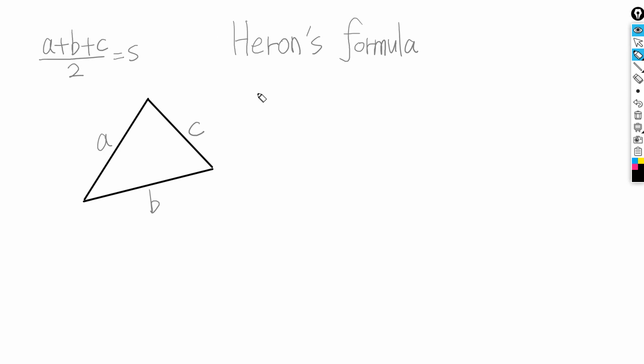And Heron's formula says that the area of this triangle is the square root of s times (s minus a), (s minus b), and (s minus c). So we are subtracting side length from half of the perimeter and multiplying them. So let's see how this formula is derived.